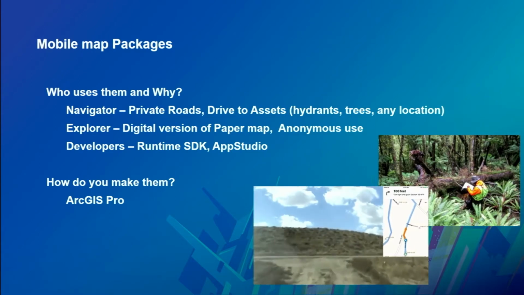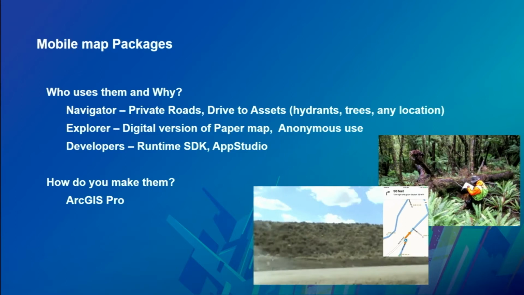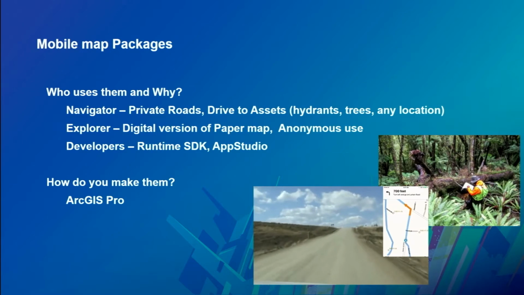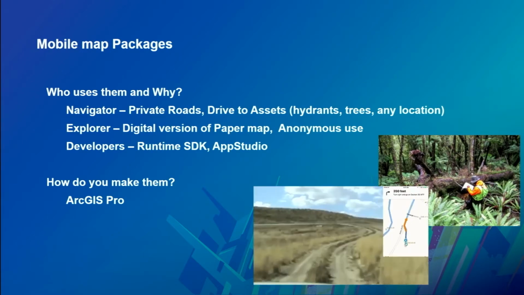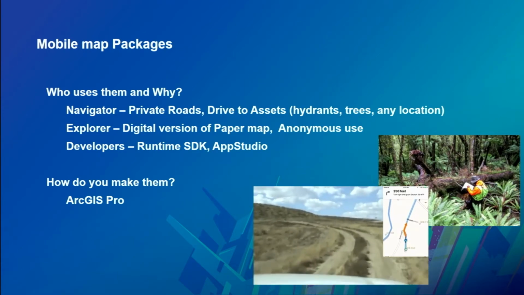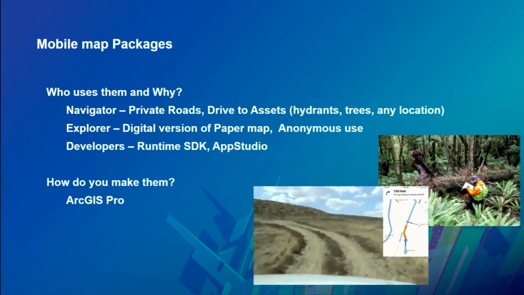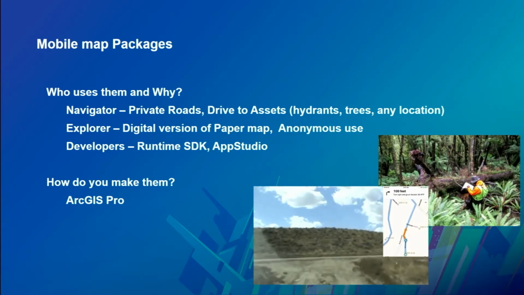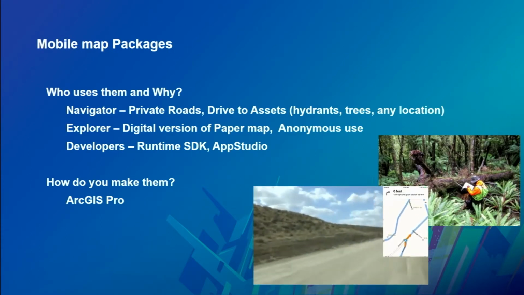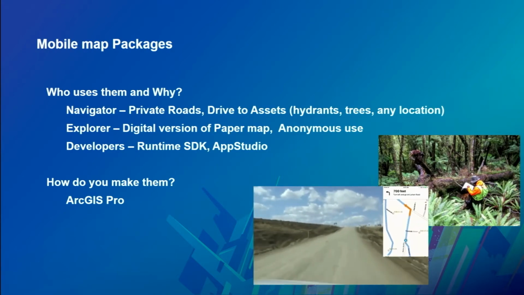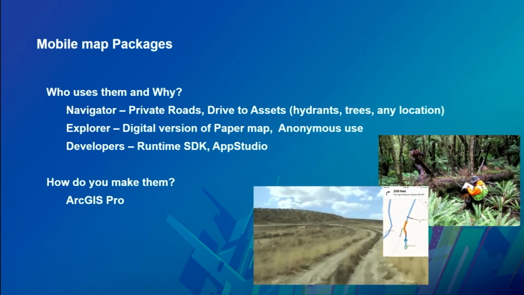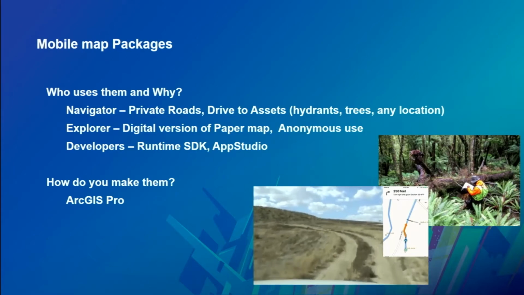So mobile map packages, as I just mentioned, Navigator and Explorer are the apps that make use of mobile map packages. In the case of Navigator, you can put private roads and private network data sets into them to allow people to route without a network connection. So no connection needed to get driving directions turn by turn. Explorer, we like to think of as kind of like a digital version of a paper map that you can take into the field, but it's much more than a paper map. You have access to features. There's also capabilities for anonymous use, being able to share a map with people who are not a member of your organization. And we'll be taking a little look at that.